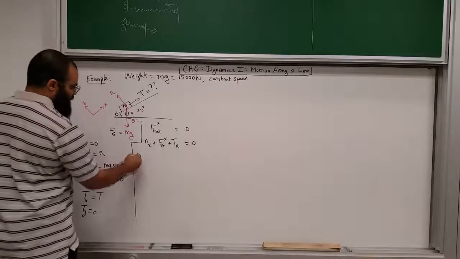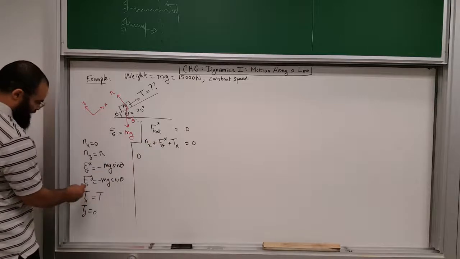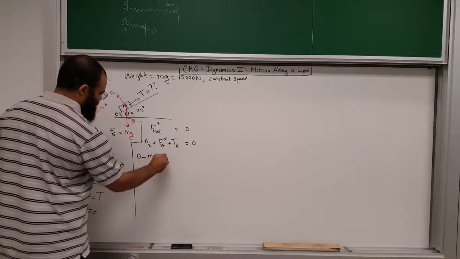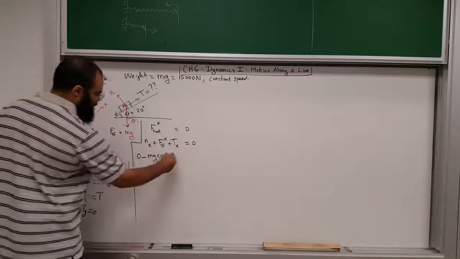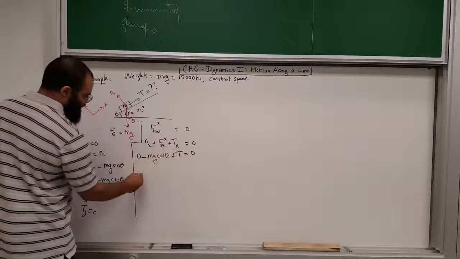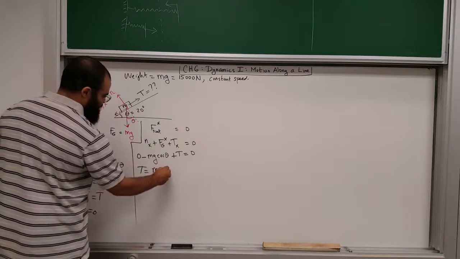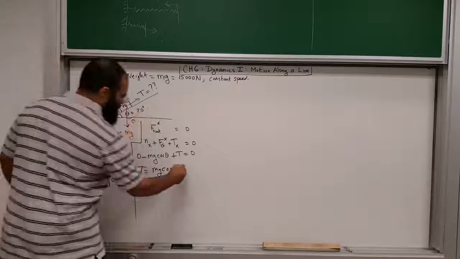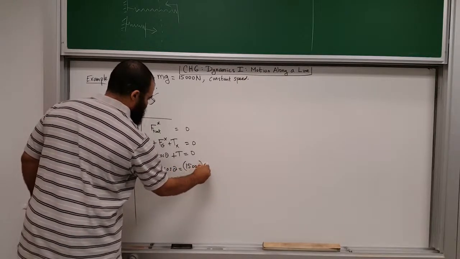The x component of the normal force is 0. The x component of the force of gravity is minus mg sine theta, and our Tx here is just T, so T minus mg sine theta equals 0. Move this to the other side, so the tension will just be mg sine theta. Mg is 15,000 newtons.